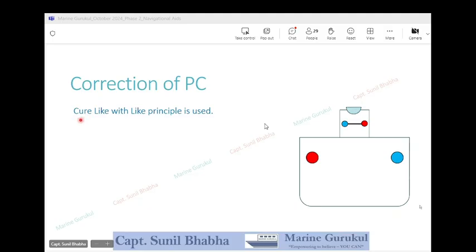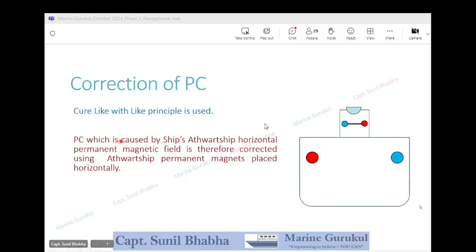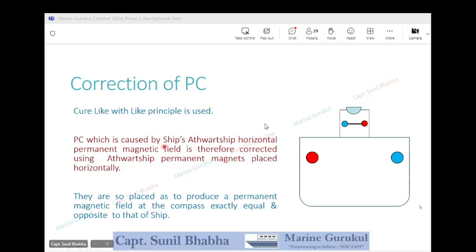So as we just saw, the cure like with like principle is used in the correction. PC, which is caused by the ship's athwartship horizontal permanent magnetic field, is therefore corrected using athwartship permanent magnets placed horizontally. They are so placed as to produce a permanent magnetic field at the compass location, which is exactly equal and opposite to that of the ship.